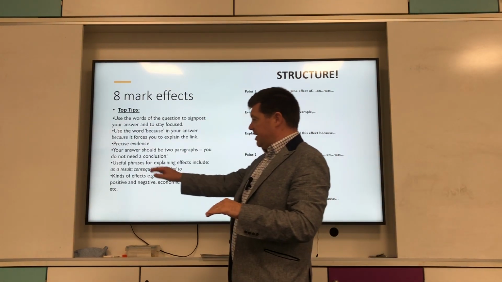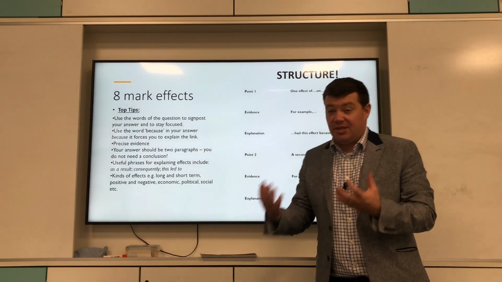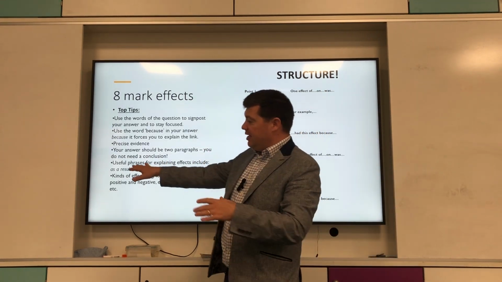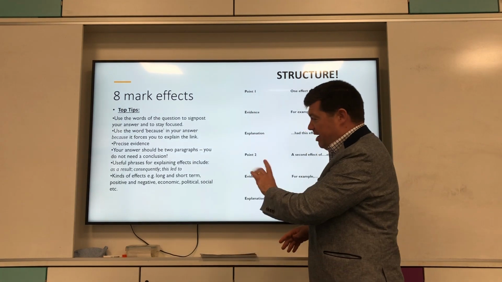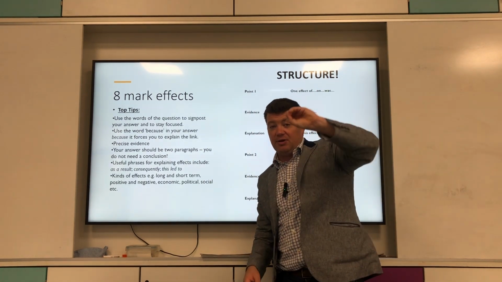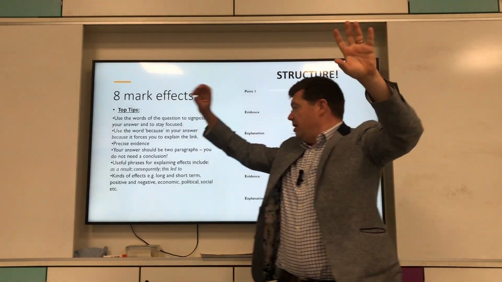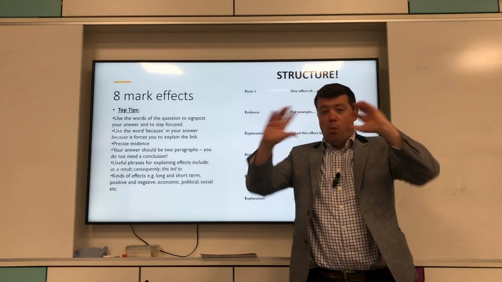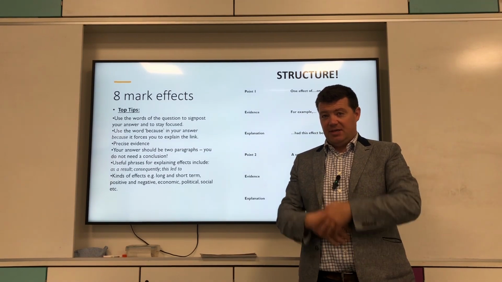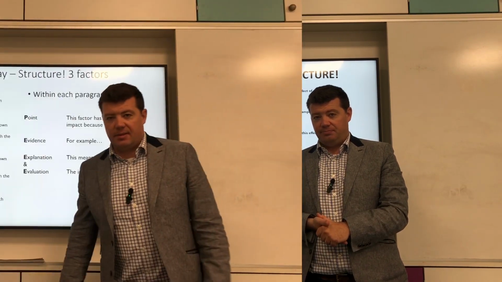Use phrases such as a result, consequently, this led to, if you're sick of using the word effect too much, where you can get some synonyms of that. And a really amazing thing, if you can do it, is there are different types of effect. Long-term, short-term, economic, political, positive, negative, all that sort of stuff. Why not also categorize the effects to really hammer it home?